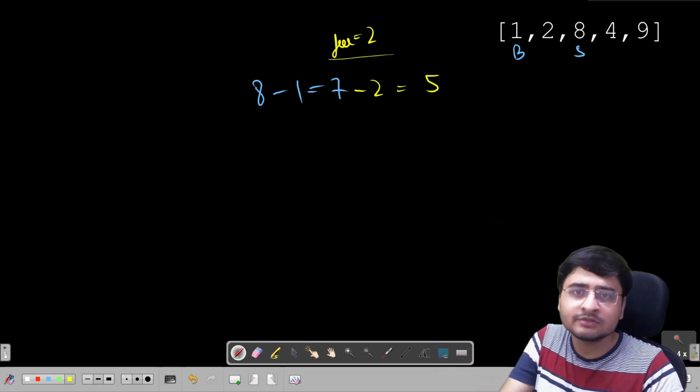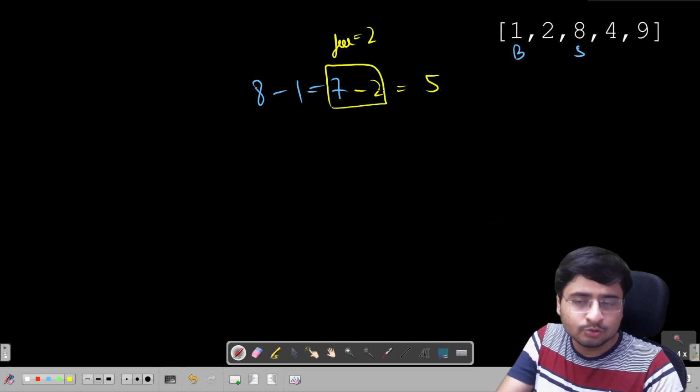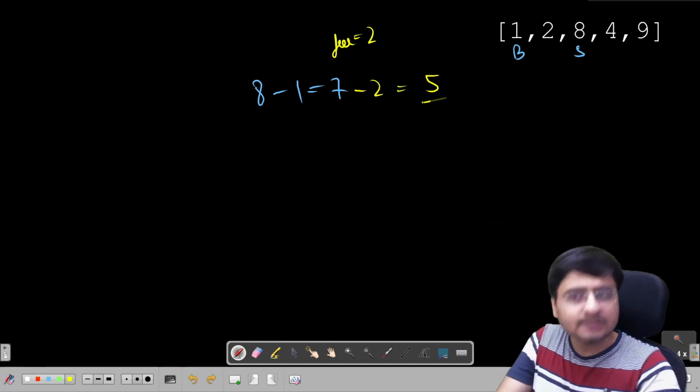So this is what the transaction fee means. Once a transaction is complete, you deduct the price of the fee, and then that is the amount you have in your pocket. Okay, one transaction is complete. This is the profit I'm having.